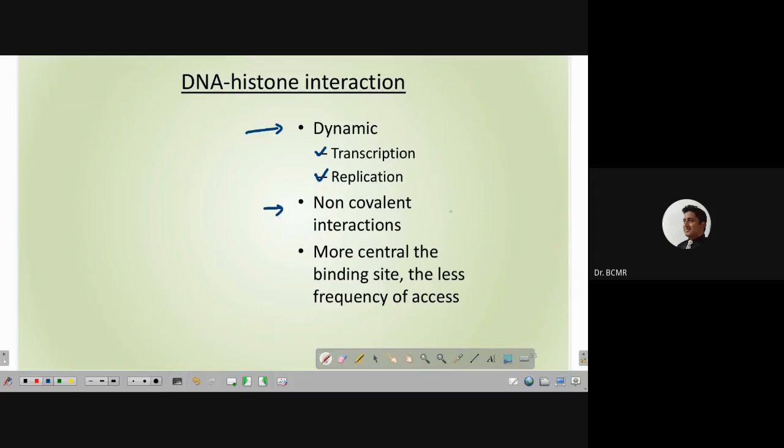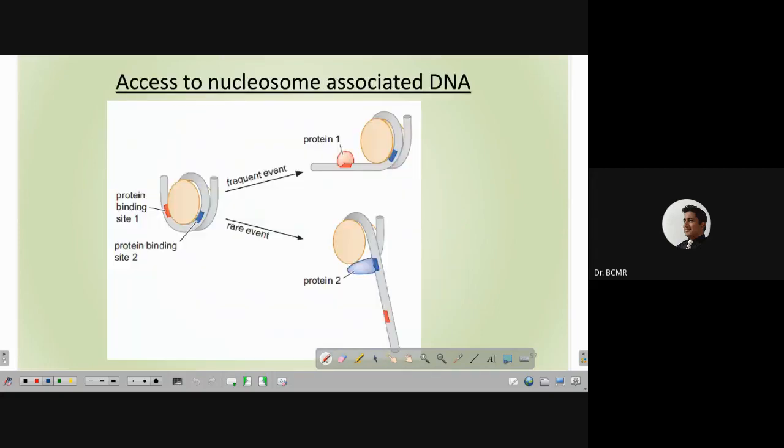And many of them involve hydrogen bonding, like we have seen with the histone tails extending outside and then interacting with other histone tails using hydrogen bonds and so on. There are also covalent interactions, such as modifications of histones, that we will see in later slides. So how can a sequence of DNA become accessible to interacting proteins? Here is an example of two protein binding sites, site 1 and site 2, indicated in blue and red.